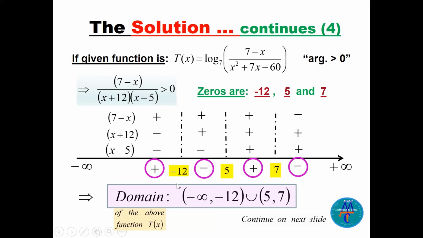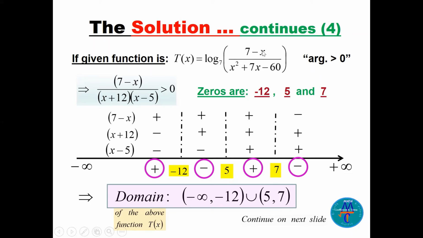Now, also in the domain, I choose the greater than 0 here. See, I choose the plus. So from minus infinity to minus 12, union, where is the plus? From 5 to 7. That will be the domain of the above function, capital T.